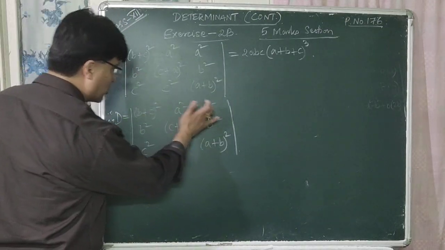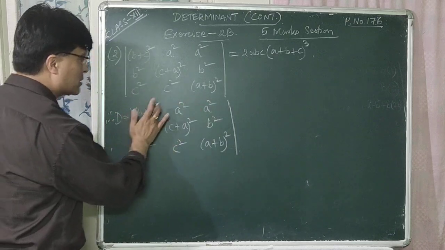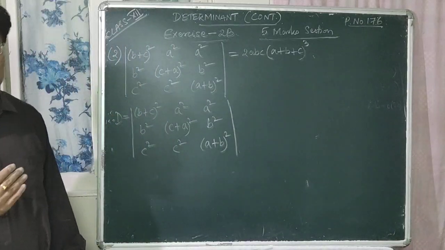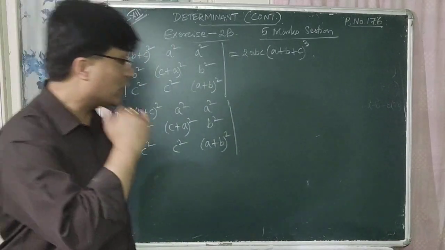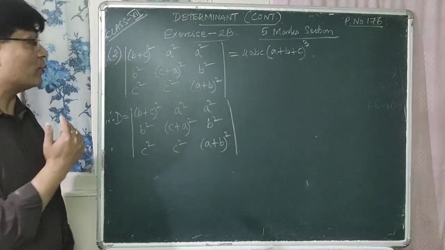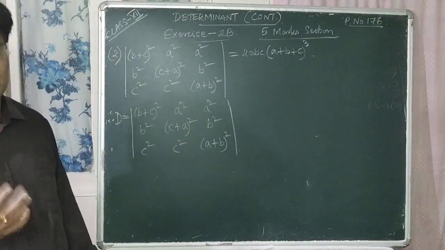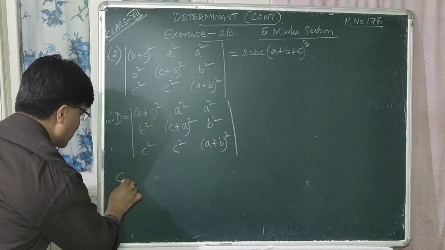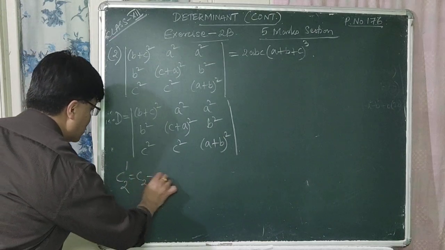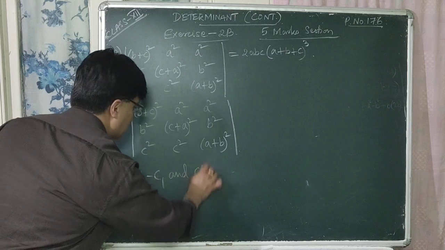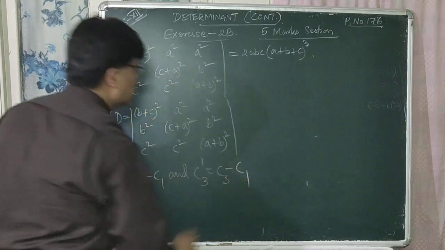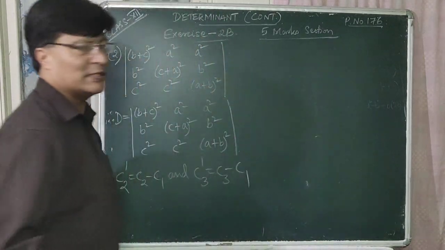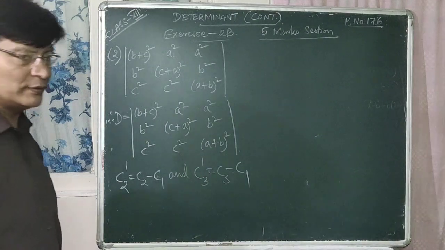Similarly, this third column minus first column, A square minus B plus C whole square. Here also you can use the same formula, that is A square minus B square, which is equal to A plus B into A minus B. So if you use that property, you may get one of the factors as A plus B plus C. Is that clear now? So let us use this property, that is C2 dash is equal to C2 minus C1, and also C3 dash is equal to C3 minus C1, right? So you have to prove this result, twice ABC into A plus B plus C whole cube, right?